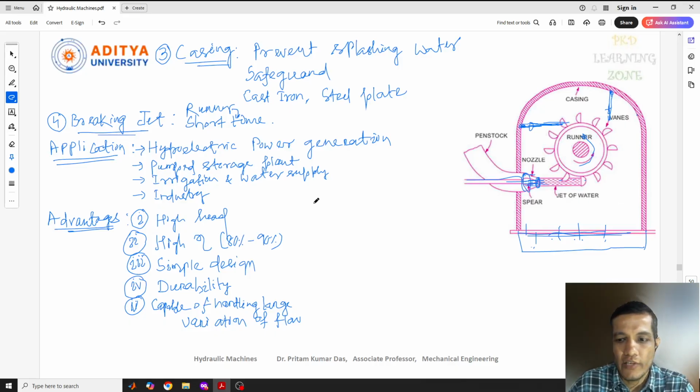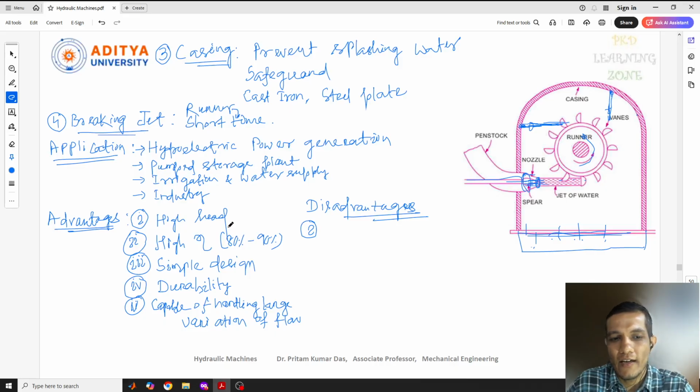Obviously, there are also some disadvantages of the Pelton turbine. As I wrote under advantages, high head, here I can write that this is not applicable for low heads. So here it is advantages and here it is disadvantages. This is not applicable for low head.